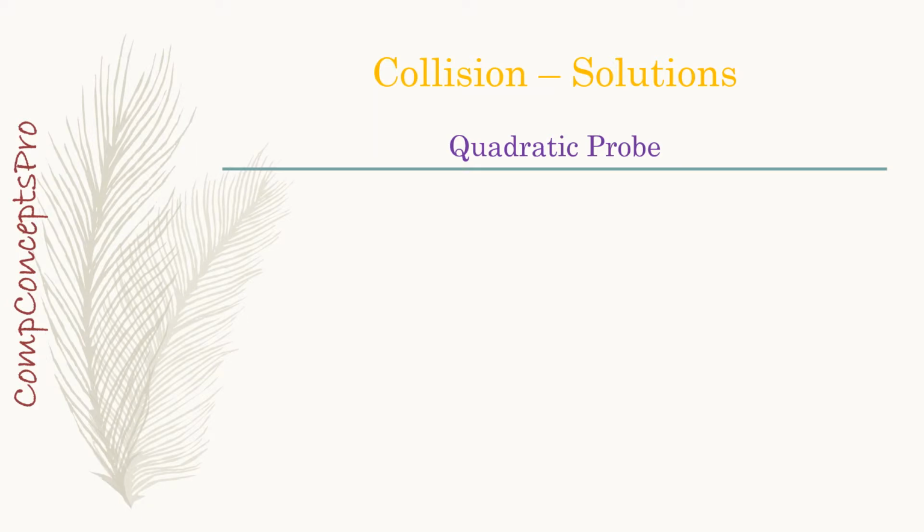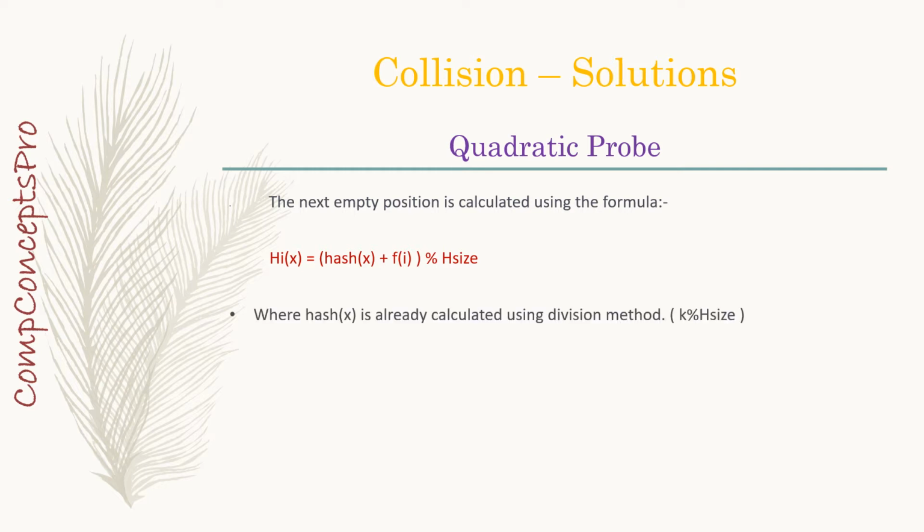In case of collision, the quadratic probe conflict resolution technique guides us to find the next available empty slot for our key with the help of this formula. So let's understand this formula. Here, hash of x is the value calculated using the division method hash function, where we find the remainder by dividing the key value by the table size.